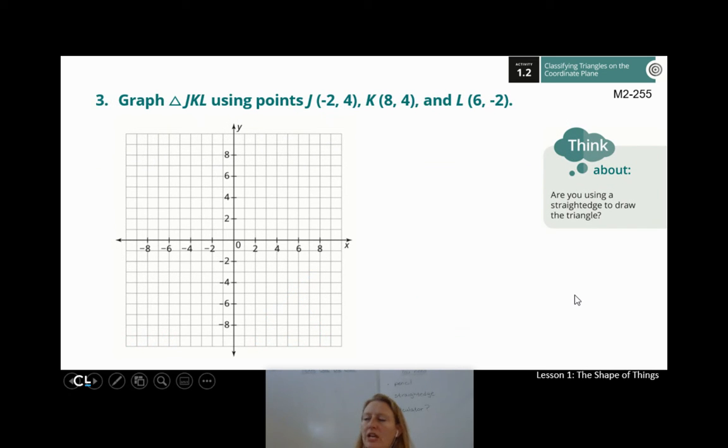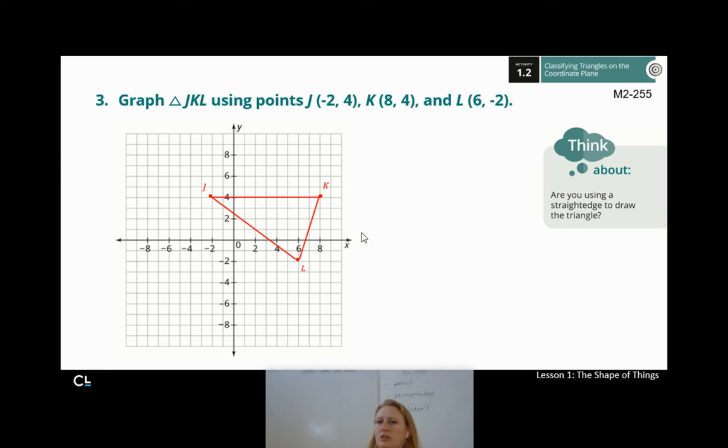So can you start off by graphing triangle JKL? Point J is at -2, 4. So -2 up 4. We're going to make a little point and call it J. K is at 8, 4, so I'm going to go right 8 and up 4. Make a little point there, and we'll call it K. And then L is at 6, negative 2, so I'm going to go right 6 and down 2, make a little point, call it L. And we'll connect these to make a nice little triangle.